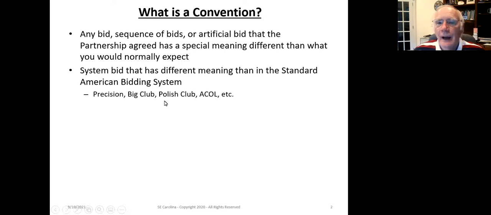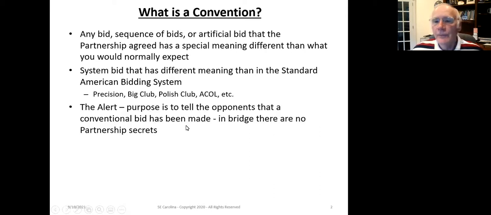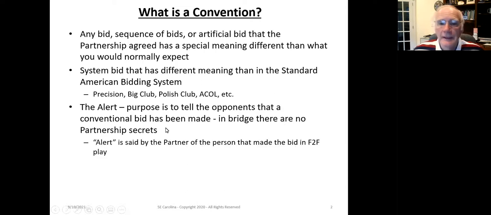So there can be total chaos at the bridge table if there isn't a common understanding of what the bids mean. To prevent chaos, we have something called the alert. The purpose is to tell the opponents that a conventional bid or system bid has been made. In bridge, there are no partnership secrets. In essence, everybody at the table, the opponents especially, have the right to know what your bids mean.